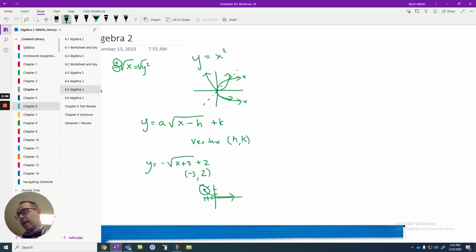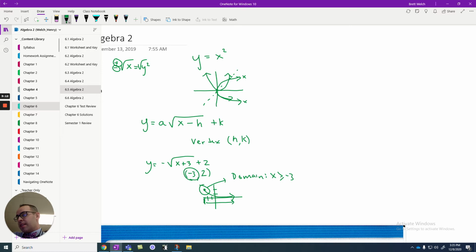That's going to affect what we call the domain and range. Remember that the domain is a list of all the possible x values we can use in this equation. If you look at the graph, x seems to start here at negative 3 and go to the right. That would tell me that x is greater than or equal to negative 3. That's this value here.